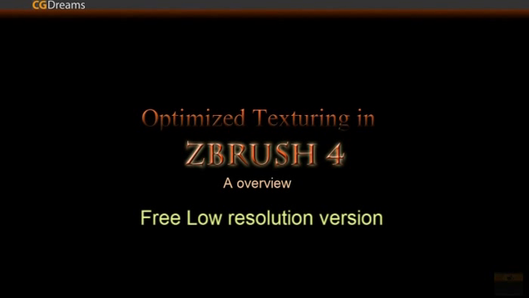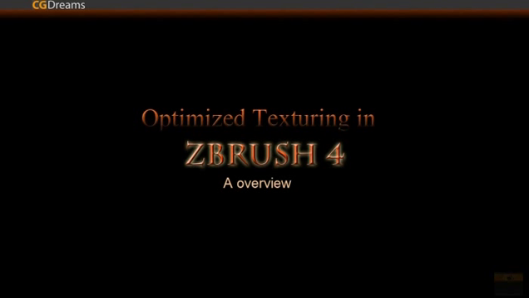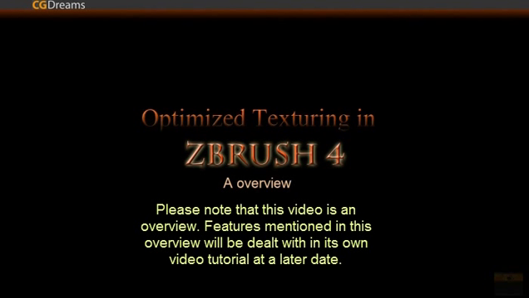Along with all areas of 3D art come some technicalities, and one of those such areas is texturing. Even within the art of texturing come even more technicalities, such as UVs with distortion. Today we're going to be looking at some of these areas within ZBrush 4 and Adobe Photoshop. This video is an overview and is not intended to instruct on the method shown.